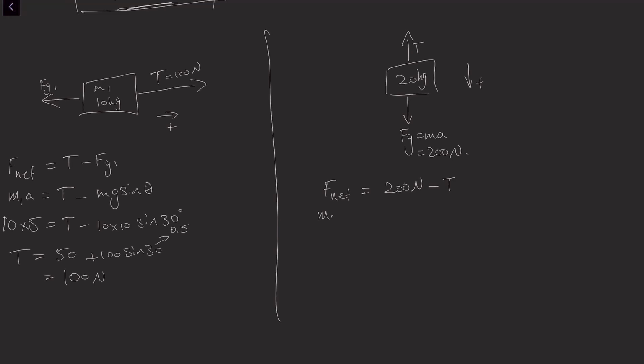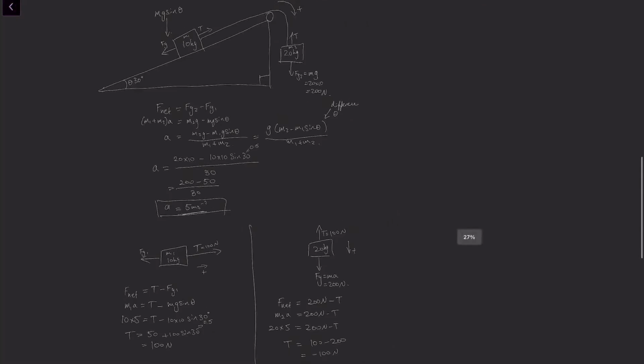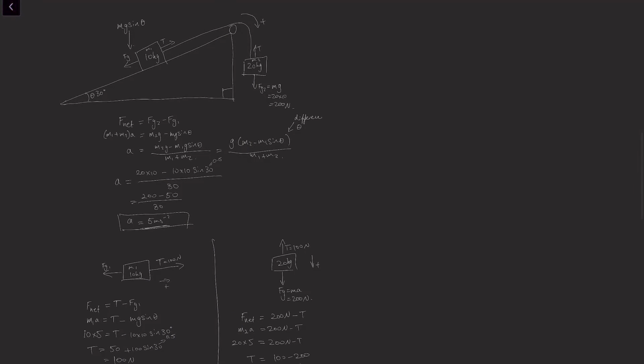Net force is mass times acceleration. Mass times acceleration here is 20 kilograms multiplied by the acceleration, which is 5. So 200 newtons minus T. Rearrange to find T, and we'll get 100 minus 200, which of course is negative 100 newtons, which makes sense because it's 100 newtons going in the negative direction. So now you've found tension for a block that is sitting on a slope.